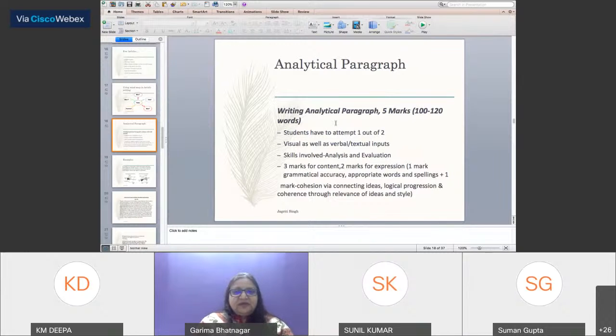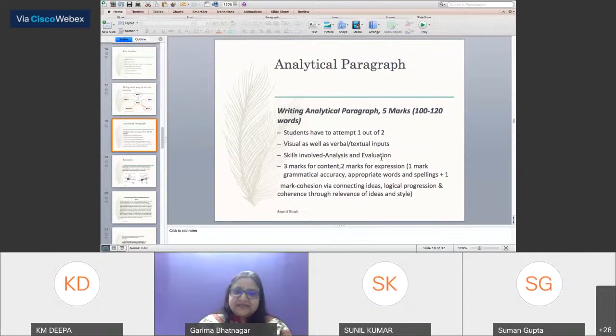Then another one would be analytical writing of analytical paragraphs, which is 5 marks. And there's a choice over here. You have 2 paragraphs, out of which students will have to attempt 1 out of 2. And there are usually some visual inputs or verbal or textual inputs. The skills involved in this writing is analysis and evaluation. So this would be different from writing letters that you already saw.